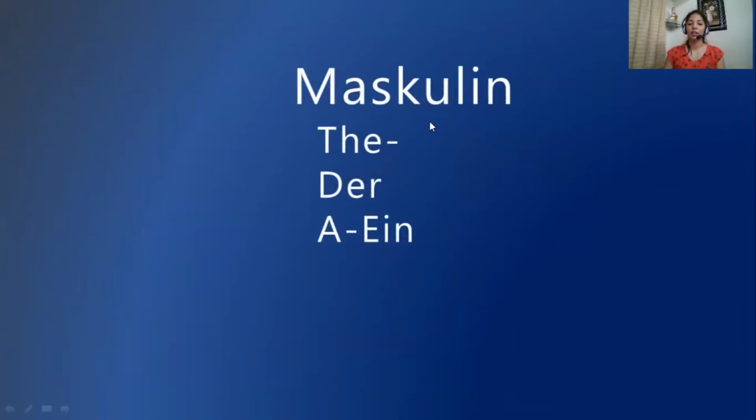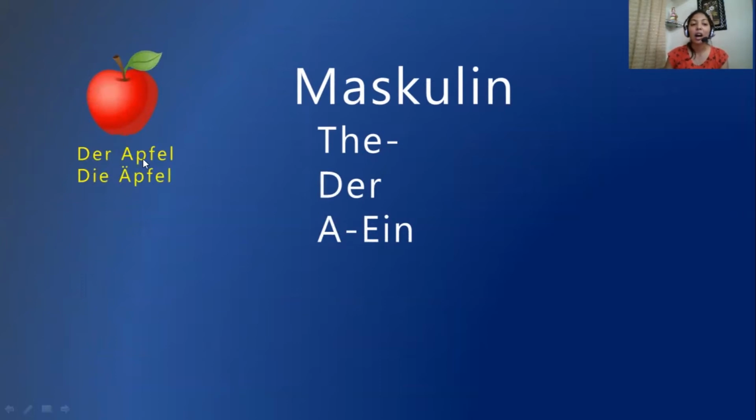Let's understand masculine with some examples. So the, which is der, and a, which is ein. Now, apple. The apple in German is called der Apfel. I learned apple for the first time and I remember it with the article. It's always der Apfel. And the plural is die Äpfel. So here I needn't remember the article for the plural. I may just remember Äpfel and I always know that the article is die.